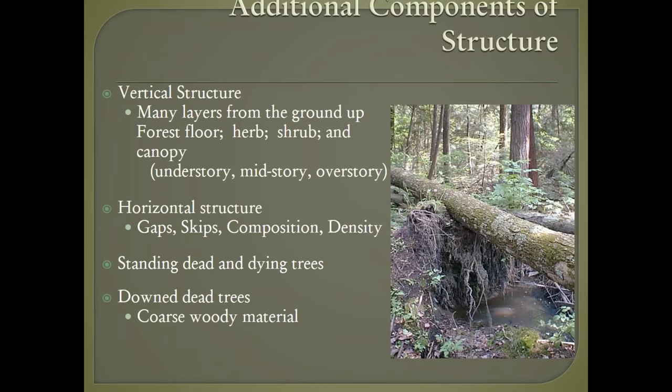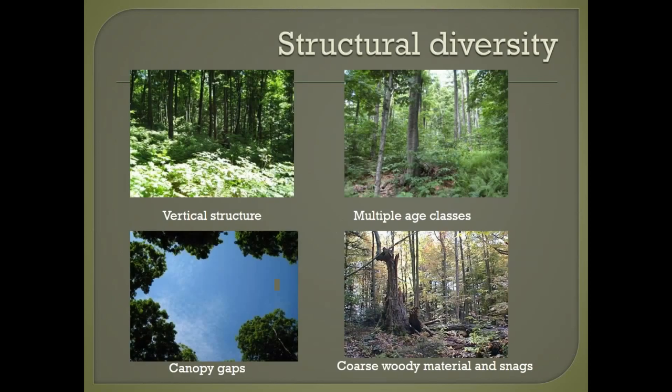This is often called coarse woody material, as well as fine woody material. So if you can imagine a tree standing and then it falls over, living, the wind came through, the tree comes down, hits the ground, the bole or the stem will be the coarse woody material, and the fine branches and crown would be considered the fine woody material. So you have different components of structure providing different functions in the landscape.